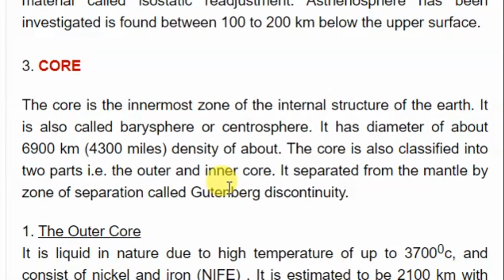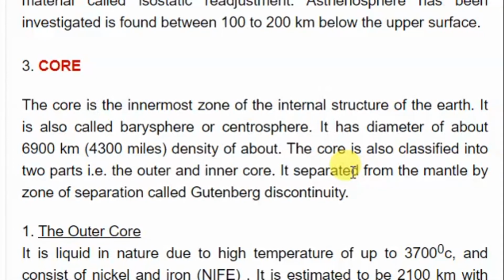Very important for you to remember. We started with Conrad, then we discussed Mohorovic, and now we are discussing the Gutenberg discontinuity. Very important for you to know. The Gutenberg discontinuity separates the mantle and the core. The Conrad separates the Sial and the sima.